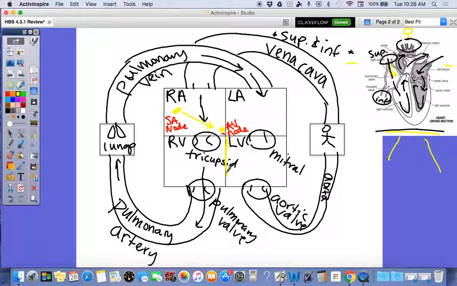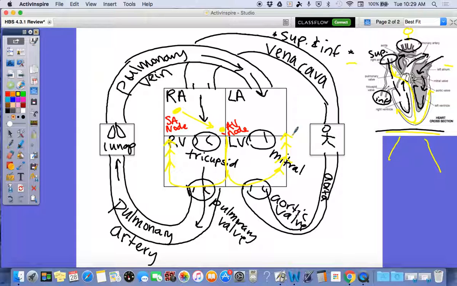It's called the bundle of His. So it hits this, and it travels down this little wall, and then it sends the signals up both sides of the heart. So it hits that bundle of His, it branches off to the right and to the left, and then it travels up. There are these cool fibers along the way on each side. They're called the Purkinje fibers. Those Purkinje fibers basically are what are contracting the heart. So once that signal hits that Purkinje fiber, it tightens up and causes the heart to contract, and that's the actual beating of the heart.